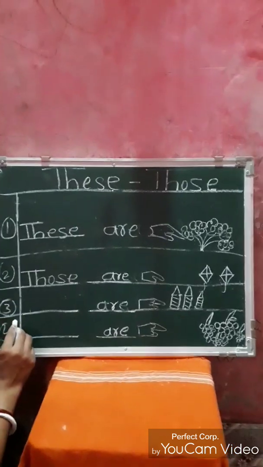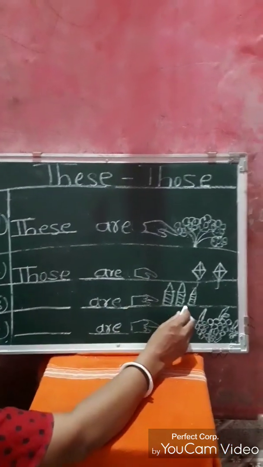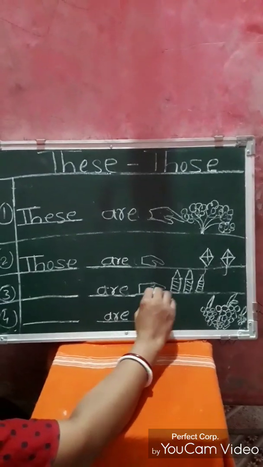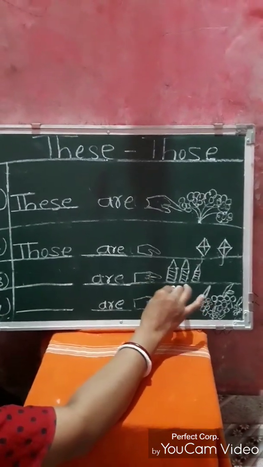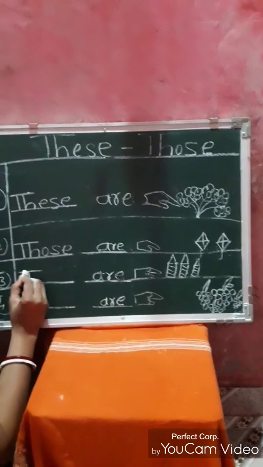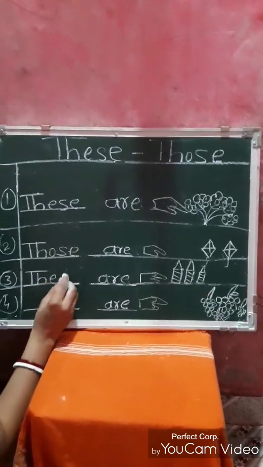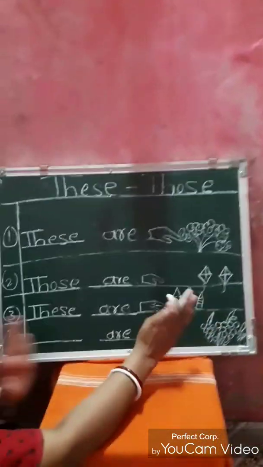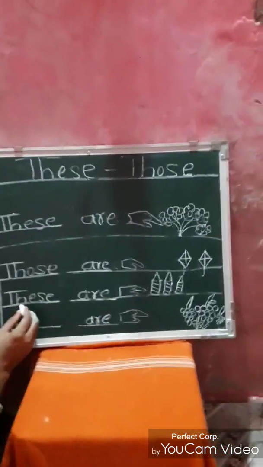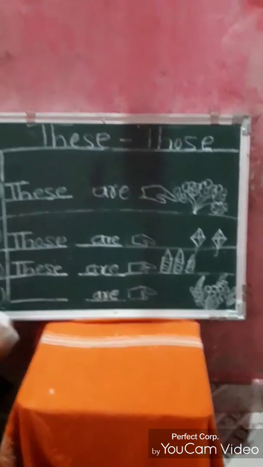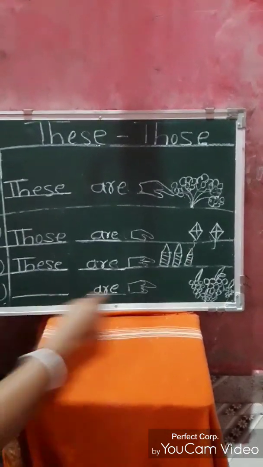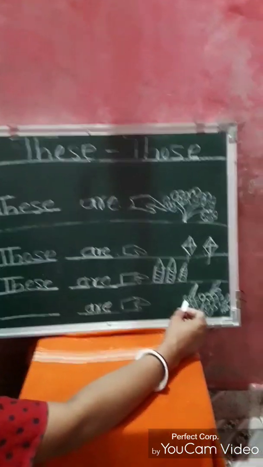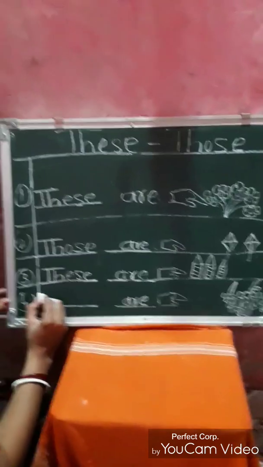We move to our third picture. Here 3 pencils are there, and these pencils are nearer to hand, so we are going to use these in this case. Look at the fourth example. Grape bunches are far away from the hand, that's why we are going to use those.